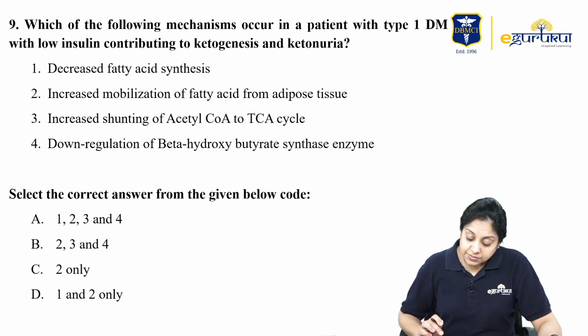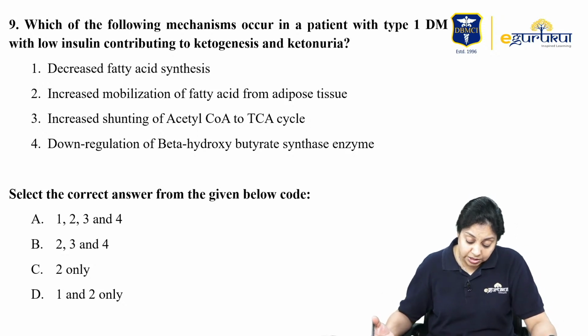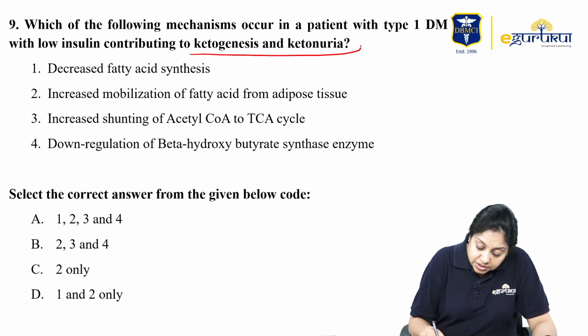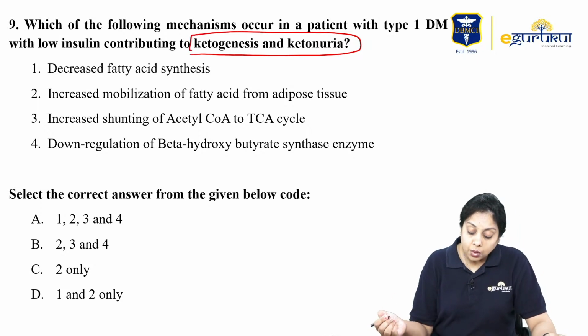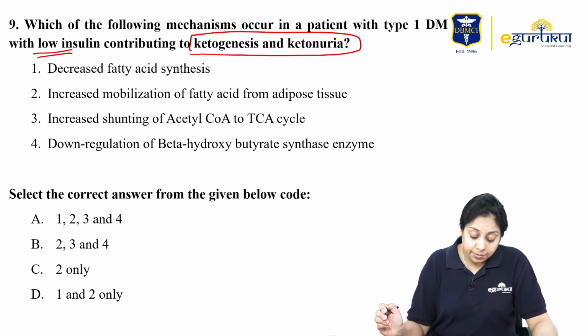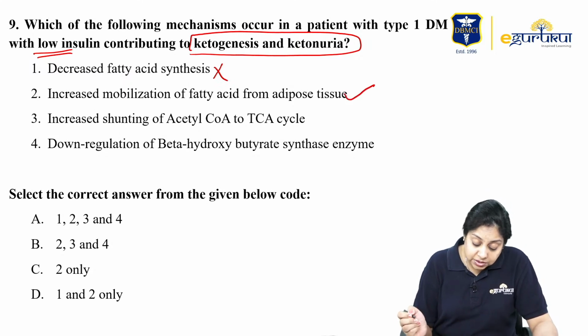Which of the following mechanisms occur in the patient with type 1 diabetes mellitus with low insulin contributing to ketogenesis and ketonuria? Low insulin contributing to ketogenesis and ketonuria. How do you get the ketonuria in ketogenesis? Low insulin means we are talking about the fasting. Glucagon is up. It means is it going to decrease the fatty acid synthesis? No. Is it going to increase the mobilization of fatty acid? Yes. Is it going to increase the shunting of acetyl-CoA to the TCA cycle?